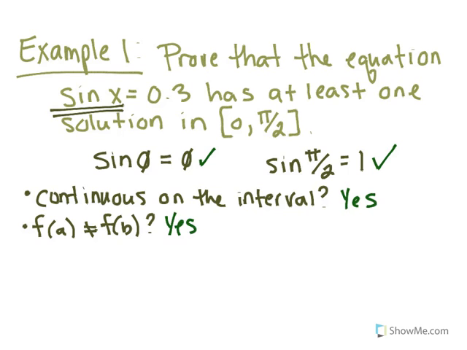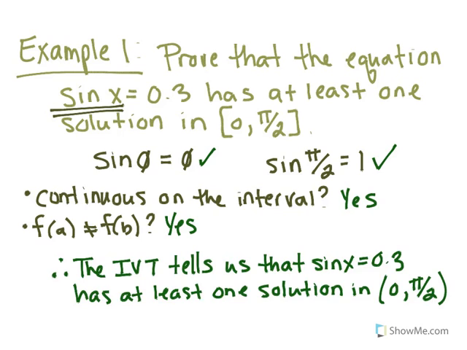Now, since it passes those two criteria, what's our final answer? Well, what we're going to do is say therefore, so that's those three dots in a triangular shape, that's therefore. We're going to state what theorem we're using, which is the IVT. The IVT tells us that sine x equals 0.3 has at least one solution in this interval. That's your answer for these kinds of problems.